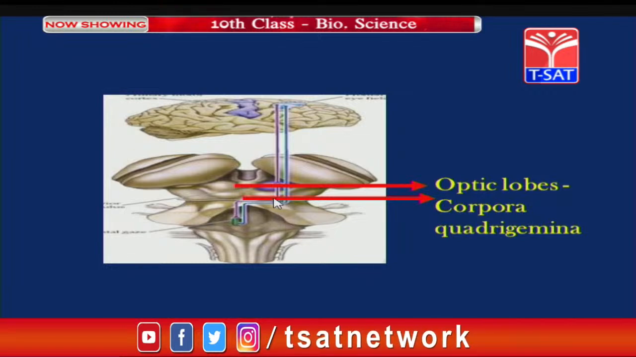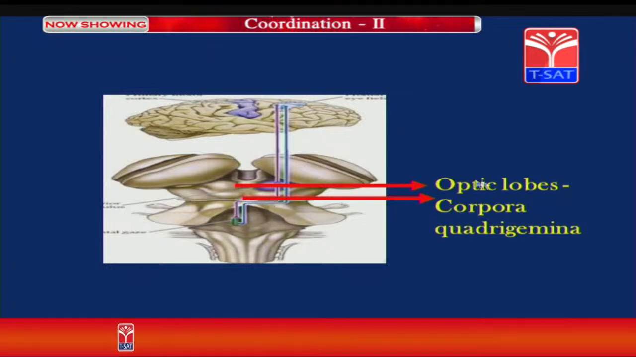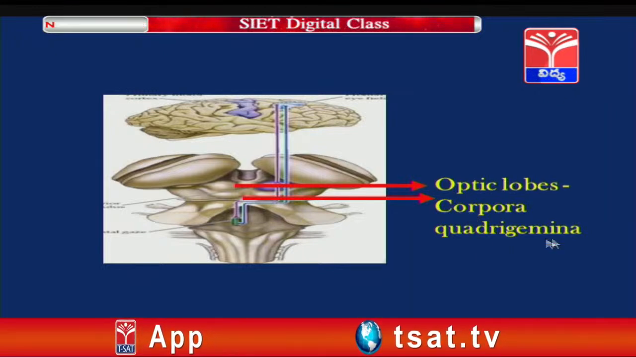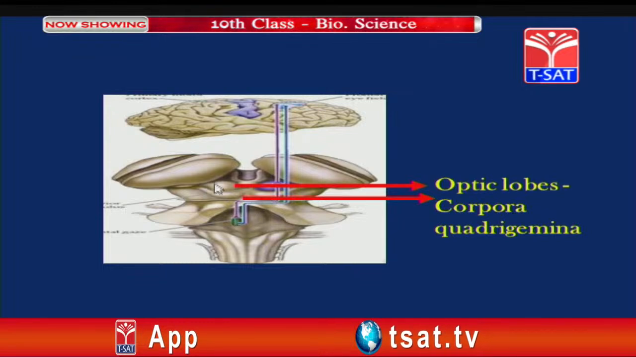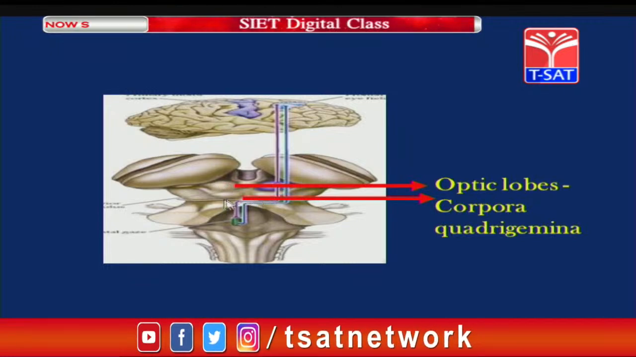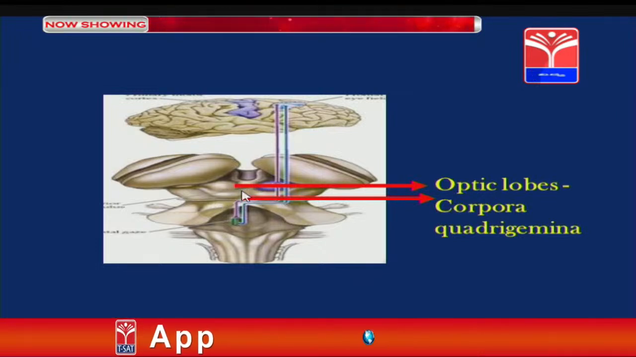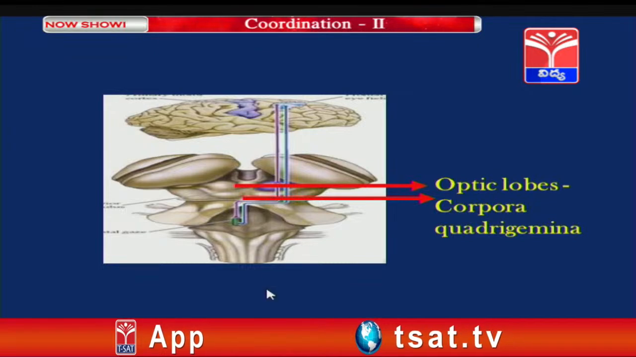Now, coming to the midbrain. The midbrain is the smallest part of the entire brain, which consists of 4 optic lobes, and that condition is called corpora quadrigemina. Quadrigemina in the sense that 4 optic lobes are present. These are 2 superior larger sized optic lobes, and these are 2 inferior or posteriorly smaller sized optic lobes. So, 4 optic lobes are present in the midbrain of our human brain.